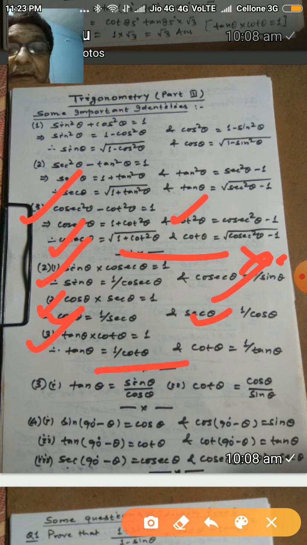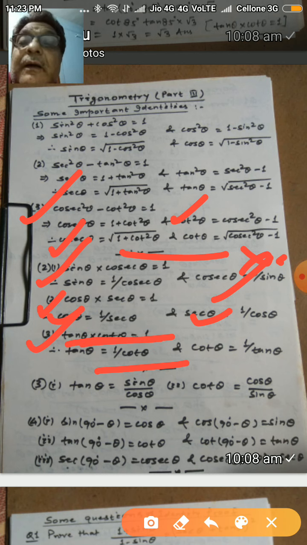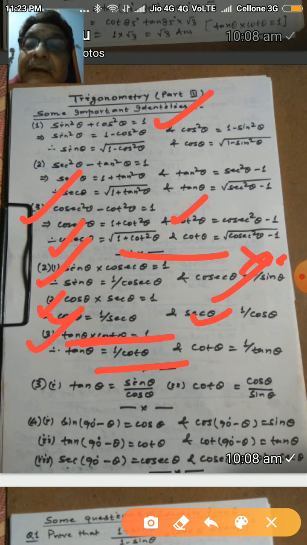Just recall, in the case of complementary angles we have used tan theta into cot theta equal to 1 in one place, and in another place we have used the first one, sin square theta plus cos square theta equal to 1. At that time I told you that we will see these identities in the next video.